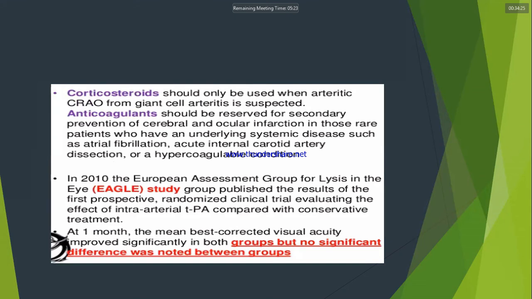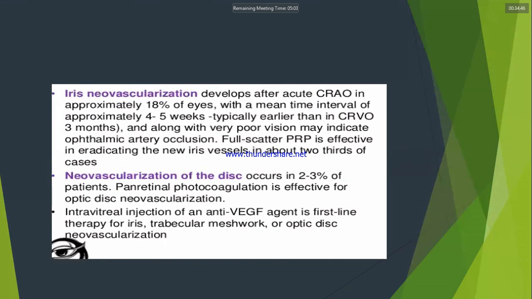Corticosteroids and anticoagulants are given, and the EAGLE study, the European Assessment Group for Lysis in the Eye, has published the results of the first prospective randomized clinical trial evaluating intra-arterial TPA compared with conservative treatment. So remember the EAGLE study by name. If iris neovascularization and neovascularization of the disc develop, these are complications or sequelae following the disease condition.